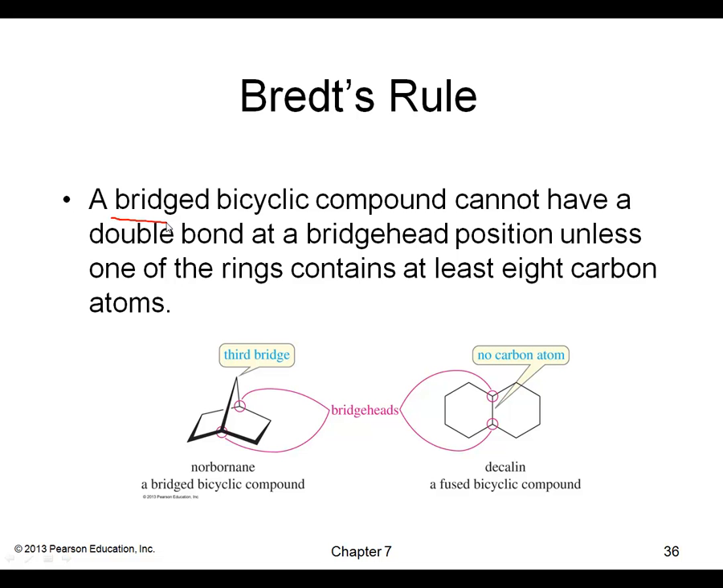A bridged bicyclic compound cannot have a double bond at a bridgehead carbon unless one of the rings contains at least 8 carbon atoms. So the bridgehead carbons are here and here where this bridge is. And so what Bredt's rule is saying is that I can never have a double bond at a bridgehead carbon. That would be an illegal structure.